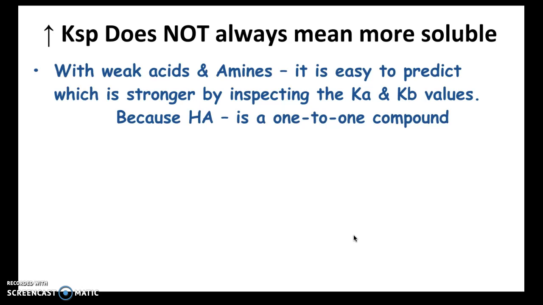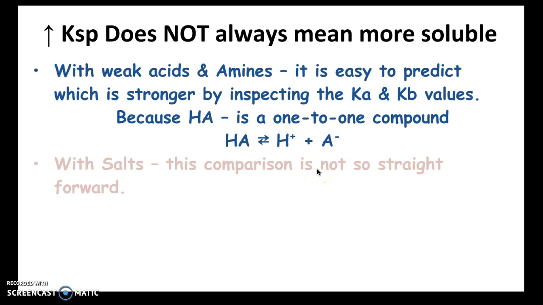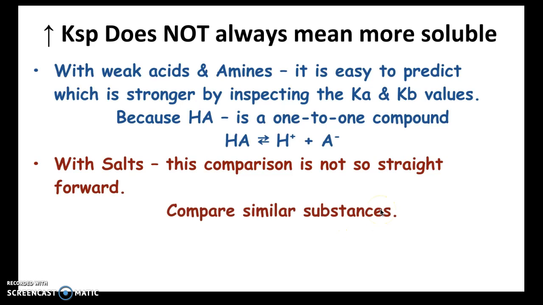That's because HA is a one-to-one compound, meaning that if you have a weak acid with the general formula HA and you break it apart into its proton and the anion, you'll see that if there's 1 mole of HA, there will always be 1 mole of H+. However, with salts, this comparison is not so straightforward. It's only straightforward if you have similar substances.